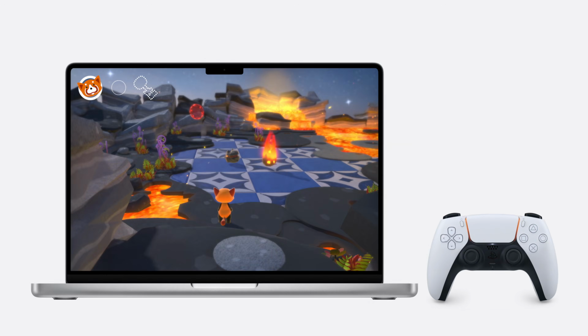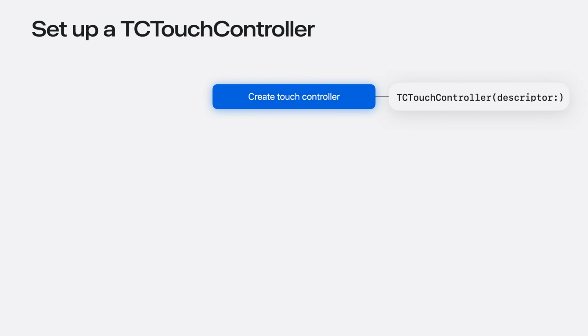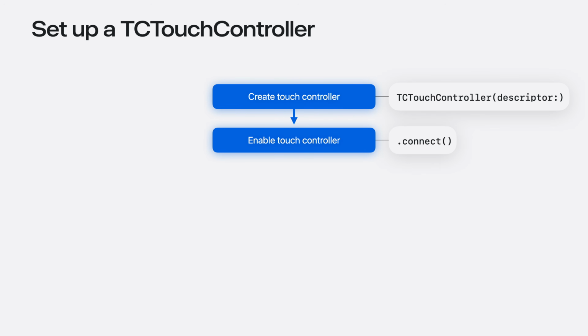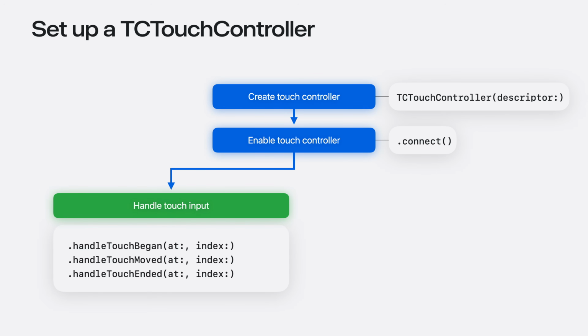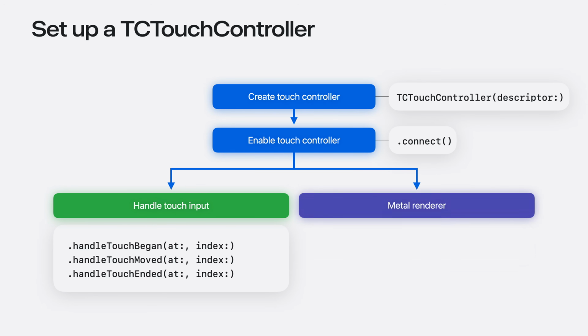Here's my game. It already has game controller support, so now I'll add support for touch controls. I'll start by creating a touch controller object from a descriptor. Then I'll enable the touch controller. This automatically enables game controller logic. With the touch controller enabled, I'll work on two things. First, in UIView, I'll add a handler for touch input. This notifies the touch controller when players start, end, and move the touch. Second, in the Metal renderer, I render the touch controls on screen.